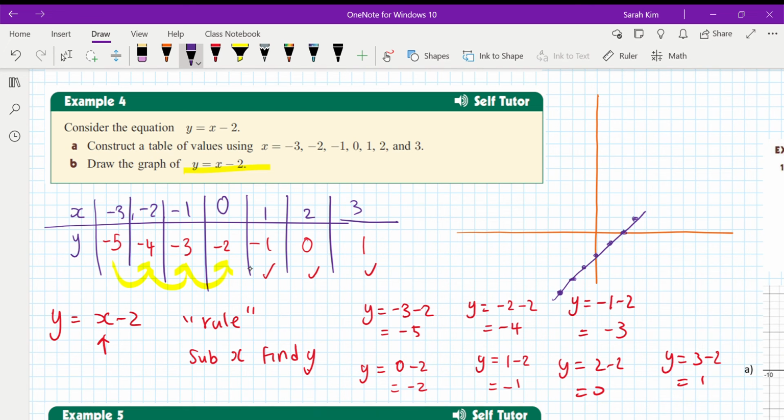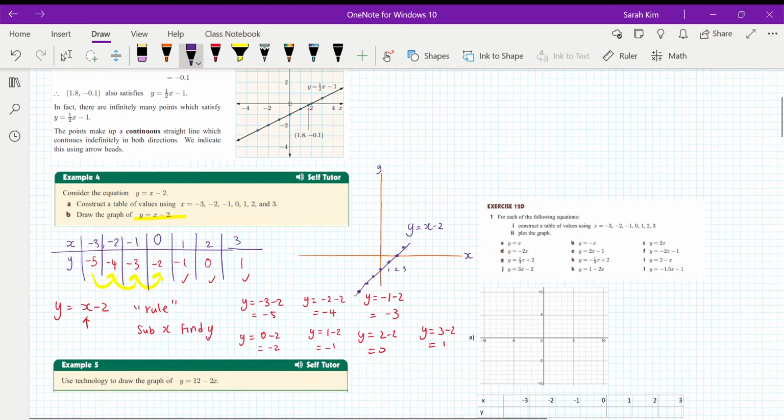Once I'm done, I like to write my rule next to it. Y equals x take 2. I like to also write my x and y axis. You can label the axes like 1, 2, 3, and so on, but it gets a bit messy. You can, and it doesn't really matter. You can just do it like I've done. So that's your graph done.